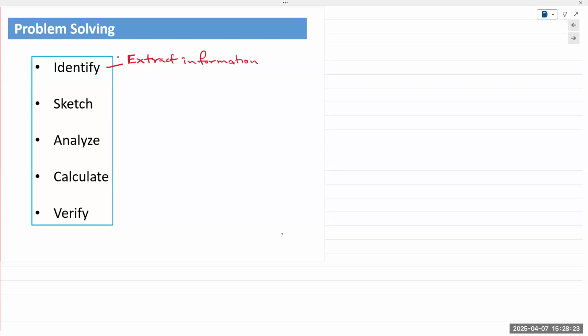Now, sometimes the information is not explicitly stated, meaning it's not always there in the problem statement. As an example, you might be given a circuit diagram. The circuit diagram might consist of several different components. So the values may not be given in the problem statement. They may be given in the circuit diagram itself. It would be your job as an engineer to inspect that diagram and extract information from there.